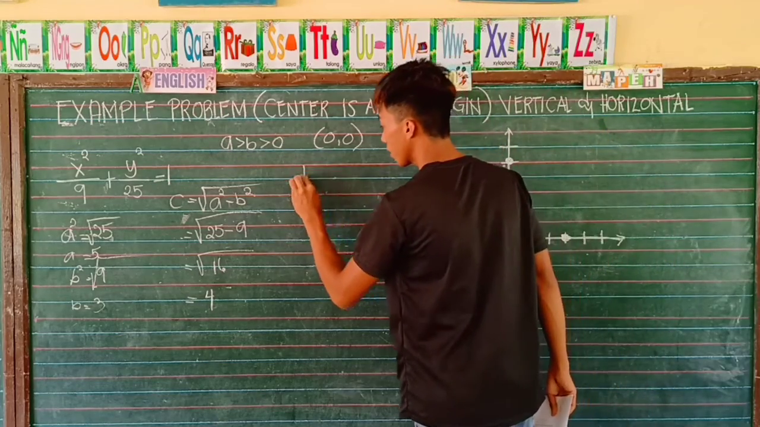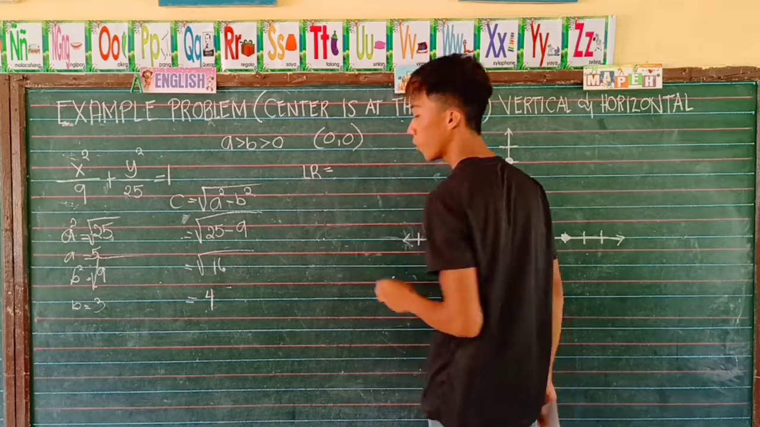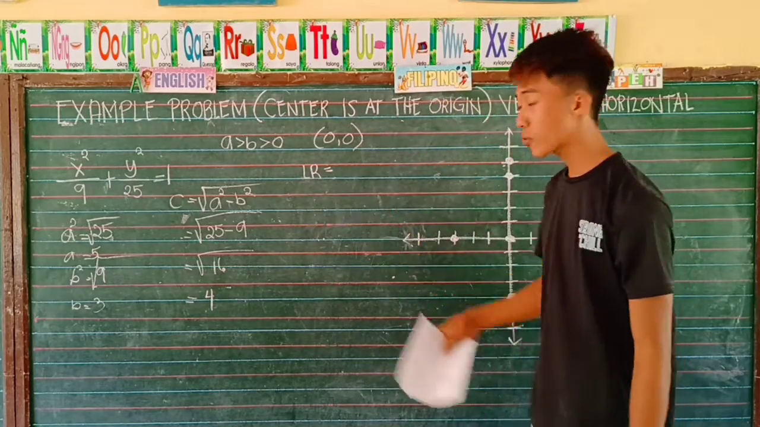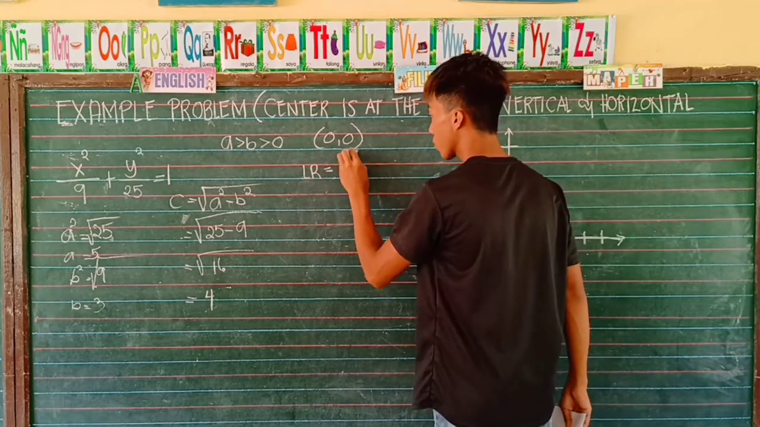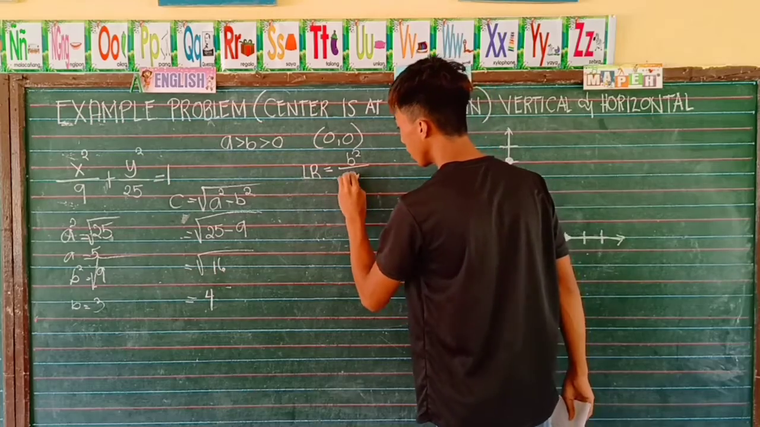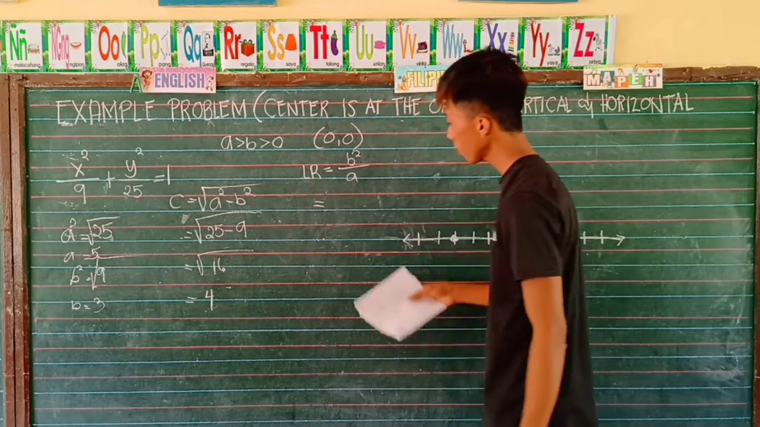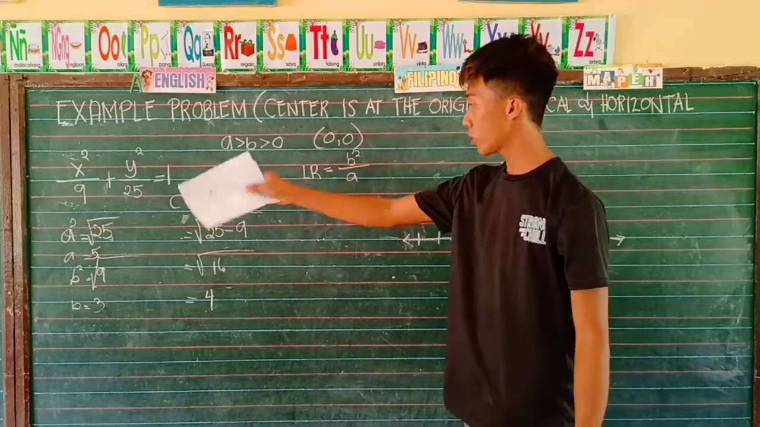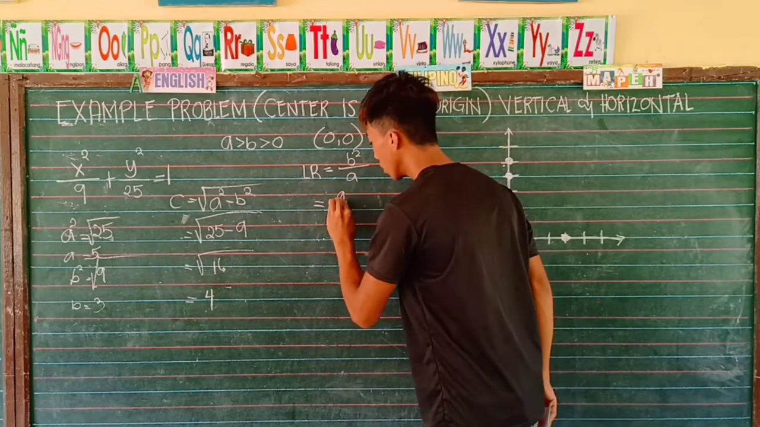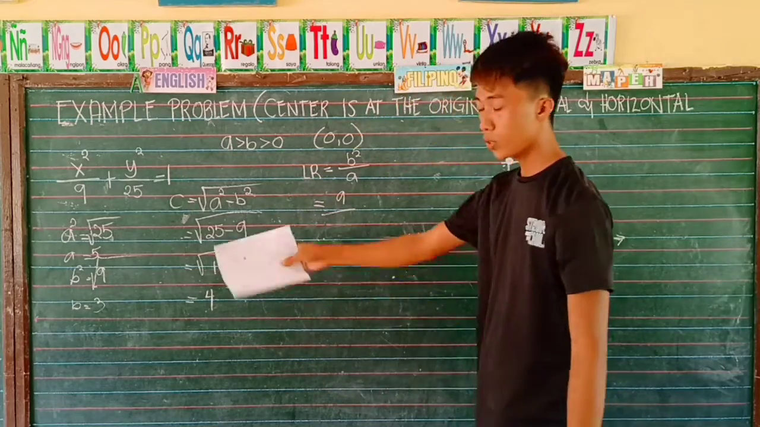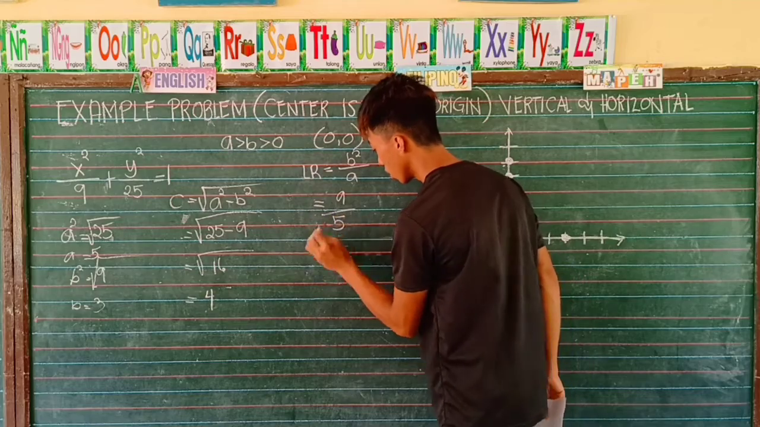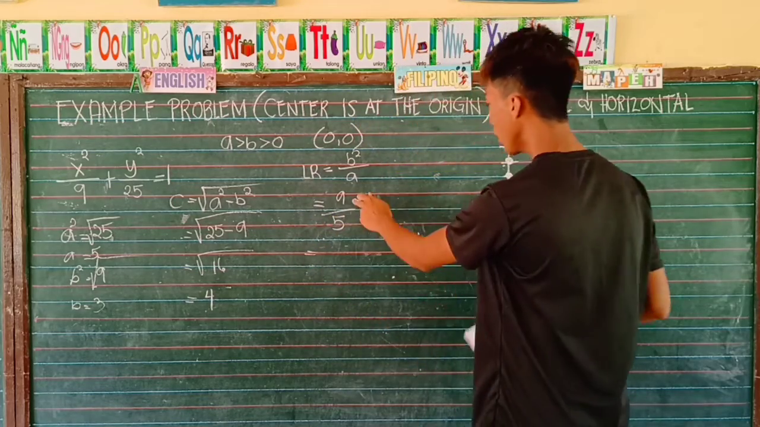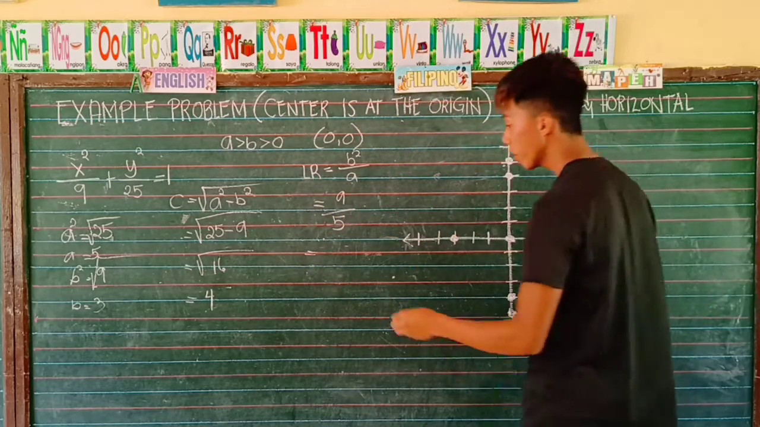Let's proceed to finding the latus rectum. The formula for finding the latus rectum is 2B squared over A. B squared is equal to 9, and A is equal to 5. Therefore, 2 times 9 over 5 equals 18 over 5, or 3.6.